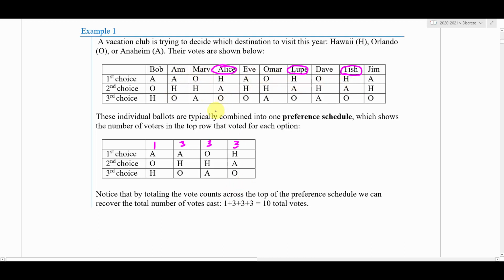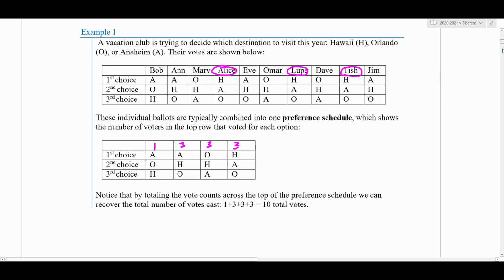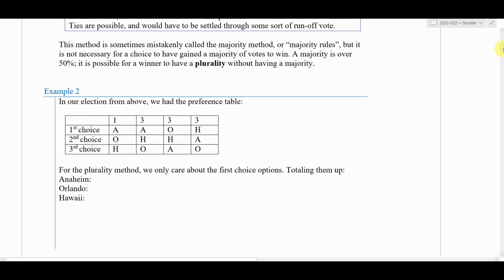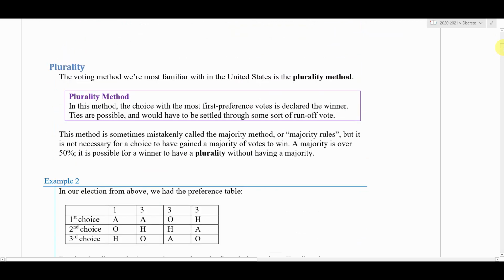Okay, so that's one of our first things that we're talking about here, is just how do we go from a simple vote to something like this where we have a preference schedule. And once we have this preference schedule, there is a number of things that we can do with it. There's all kinds of voting techniques and systems that we can apply to this, and that's what we're going to look at next. Okay, so we're going to talk about something called the plurality method.